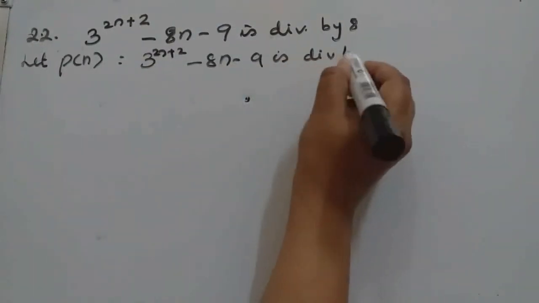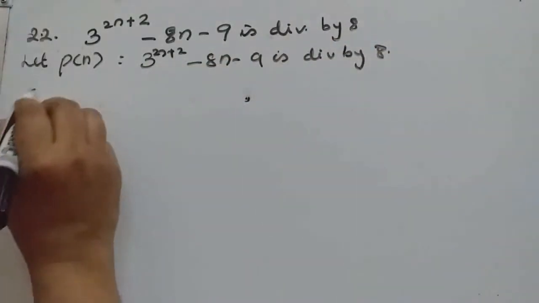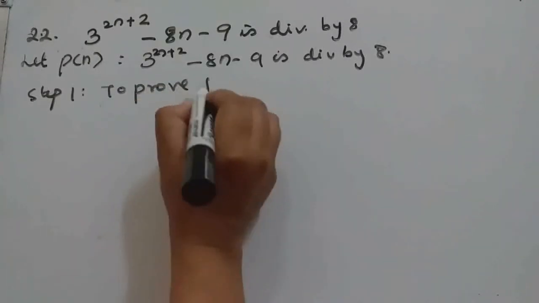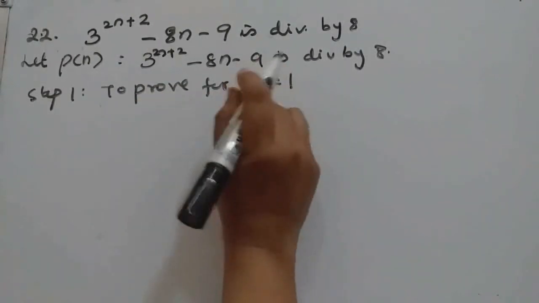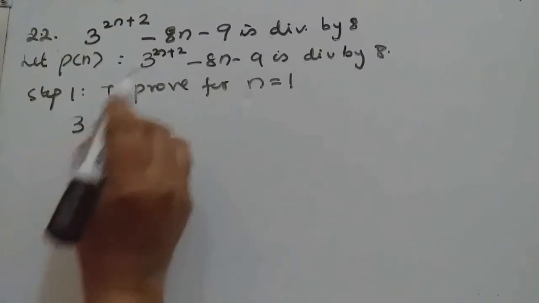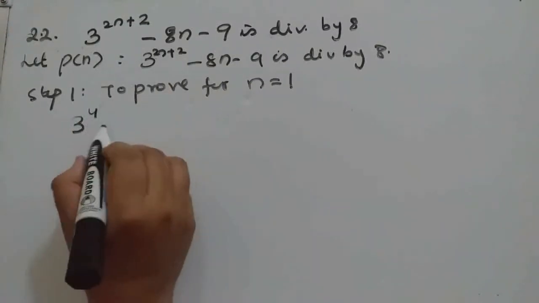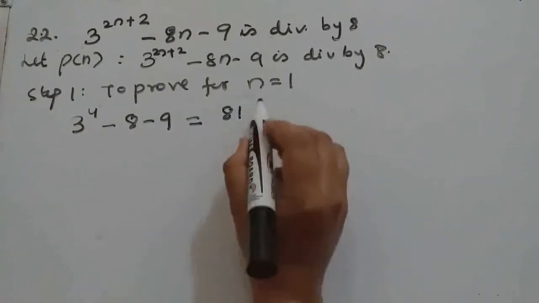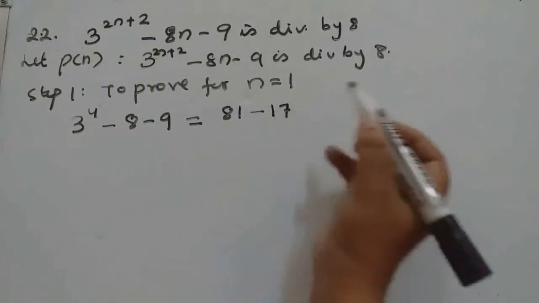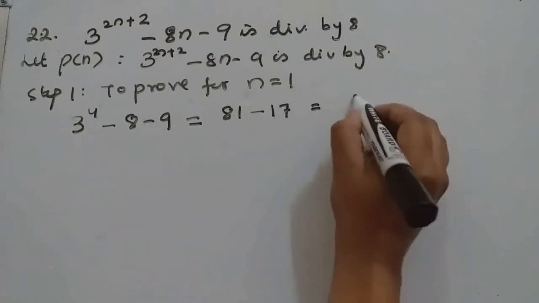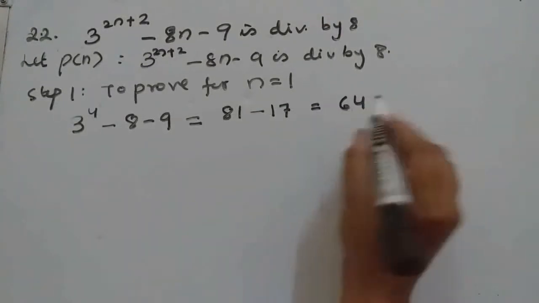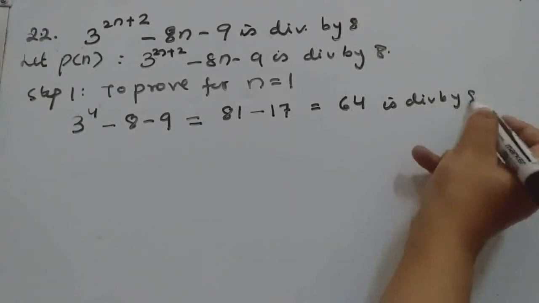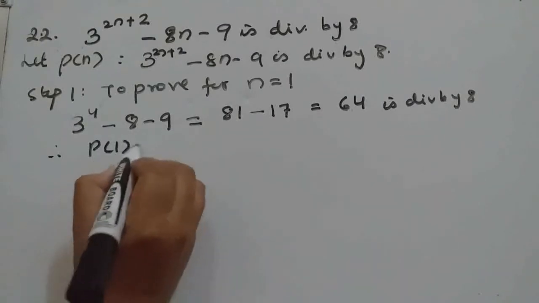Is divisible by 8. Okay. So step 1, to prove for n equal to 1. So 3 power 4, that is 81, minus 8 minus 9. Okay, this is 81 and 17. So 64 will remain. 64 is divisible by 8. Okay, 64 is divisible by 8. So we can write therefore p of 1 is true.